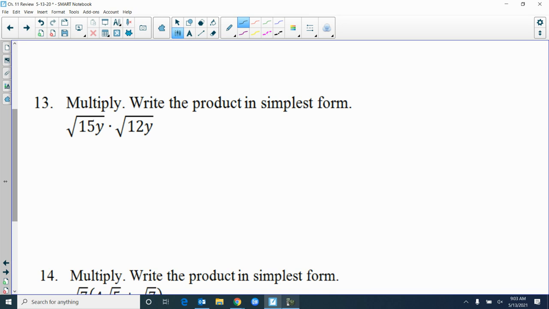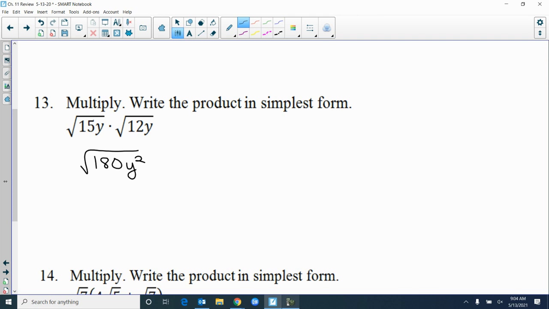I know at the end, it's going to be 180, and then you got a y times y, so you're going to get y squared. 180 y squared. All right, so step 1 is correct. Now you always have to test it to see whether you can simplify, which means you got to do the factor tree on 180.